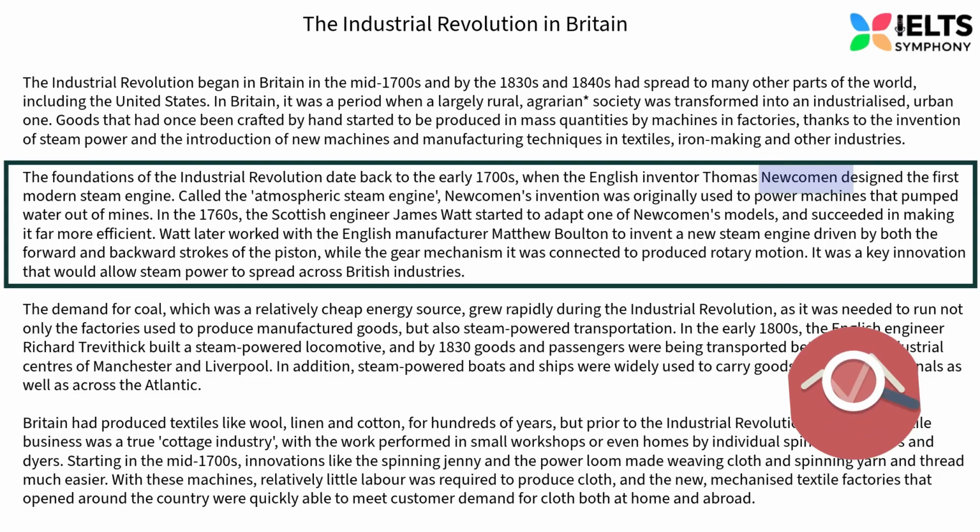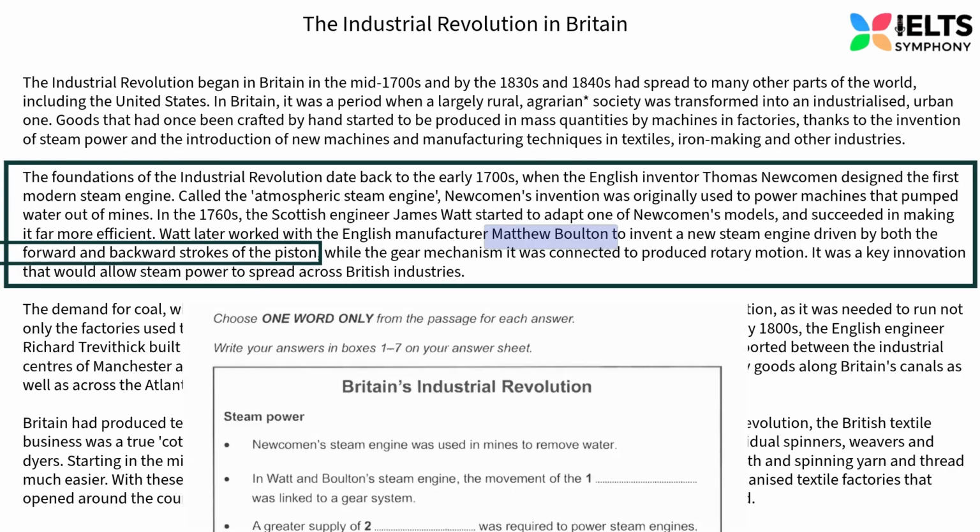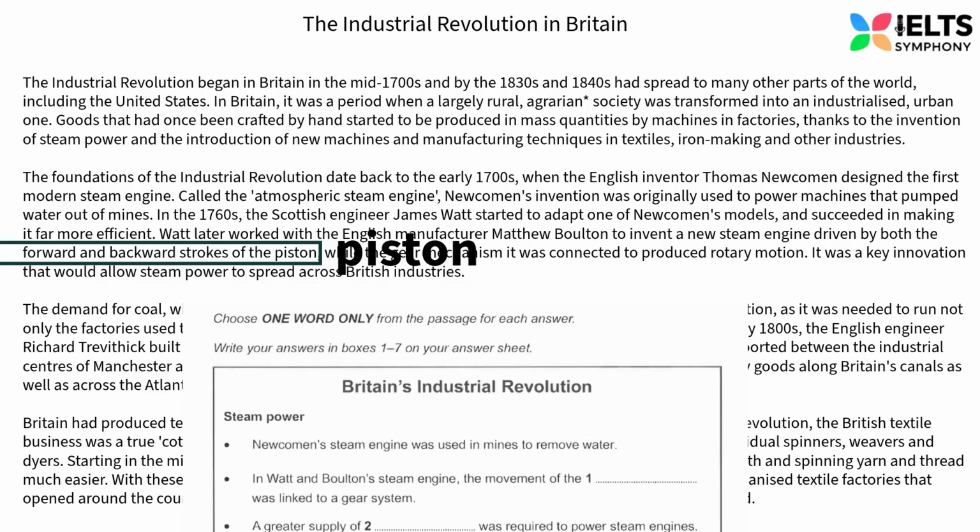Now, let's read a sentence or two. We've identified one of our key names. You can see that forward and backward strokes means the movements in certain directions. And it is of what? It is piston. Since the question says one word only, it matches fine. So, we'll go with piston.